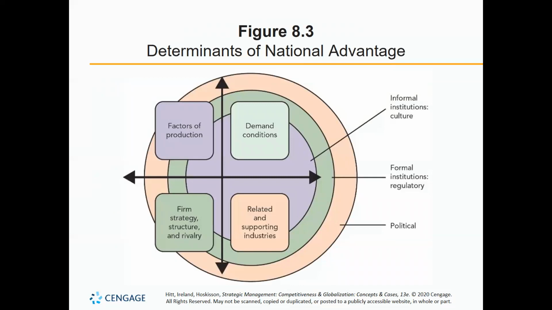So when we look at these determinants of national advantage, we will consider factors of production, demand conditions, related and supporting industries, and firm strategy, structure, and rivalry. But this then needs to also be overlaid over the institutions and the environment of the country itself. For example, there are different political systems. Some are more stable than others.